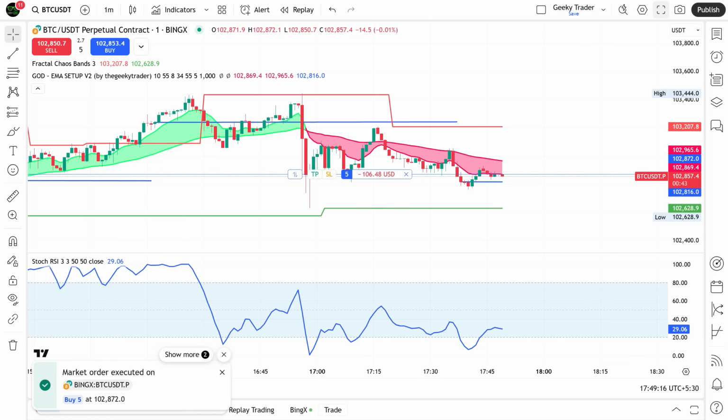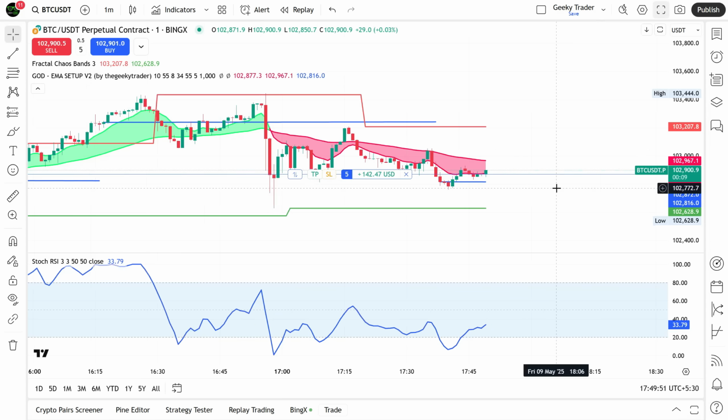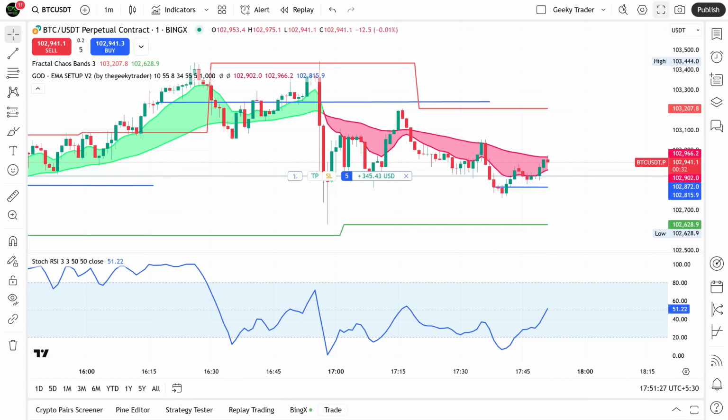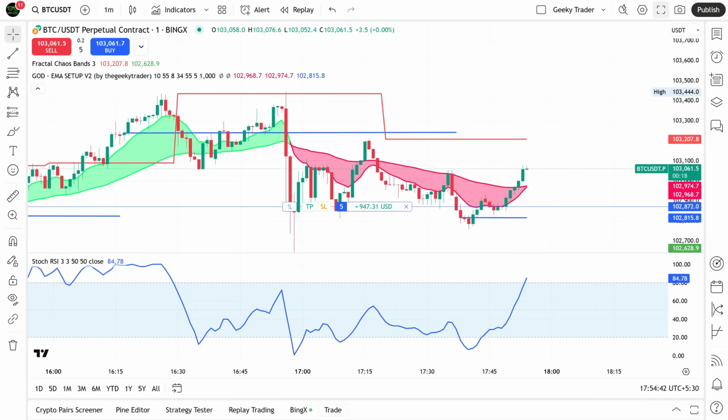Now, once I've entered the trade, the plan is to simply stay in the trade until the next blue line, the God line, forms again. This line continues to guide us through the trade, acting like a trail marker, helping us stay aligned with the trend and not exit too early.